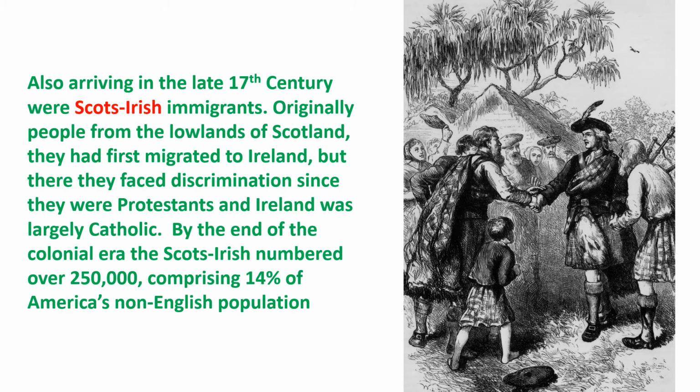Later in the 17th century, you begin to see Scots-Irish immigrants arriving. Originally people from the lowlands of Scotland, they had first migrated to Ireland, but there they faced discrimination since they were Protestants and Ireland was largely Catholic. By the end of the colonial era, the Scots-Irish numbered over 250,000 people, comprising 14% of America's non-English population.